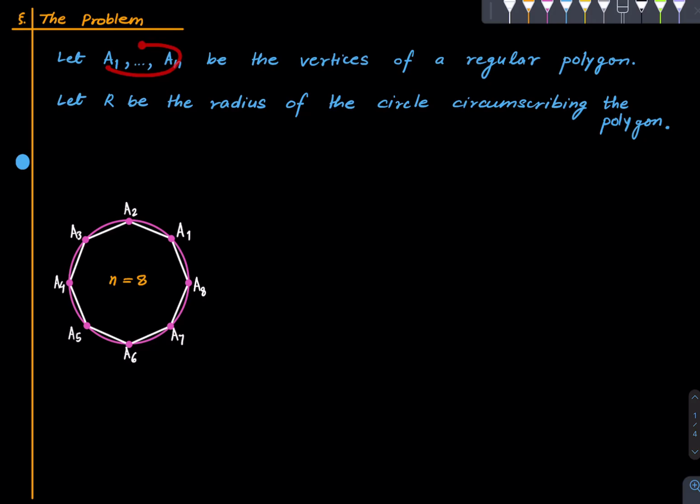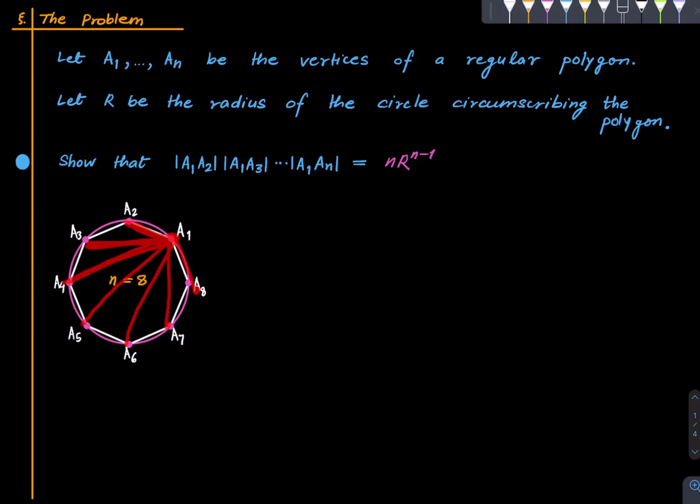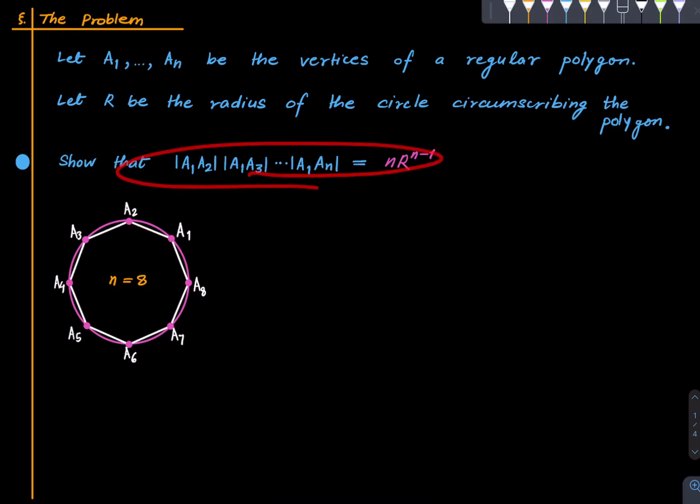So here's the problem. Let a1 up to an be the vertices of a regular polygon. Here is a nice diagram showing it. Let r be the radius of the circle that circumscribes the polygon. So this pink circle, its radius is, let's say, r. Then the product of all these lengths, so you take a1a2, then a1a3, then a1a4, and if you take the product of all these lengths, you get n times r to the n minus 1. So this is what we want to show.